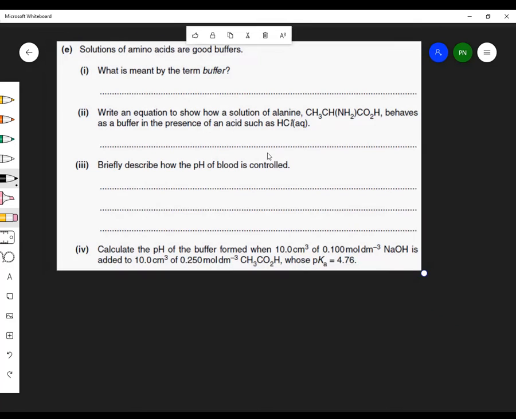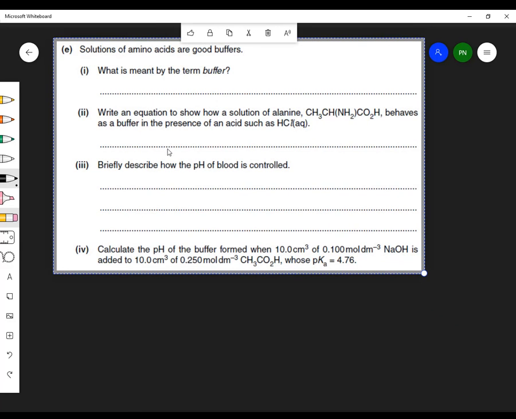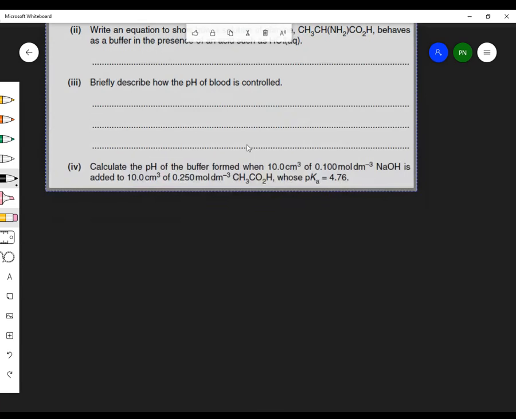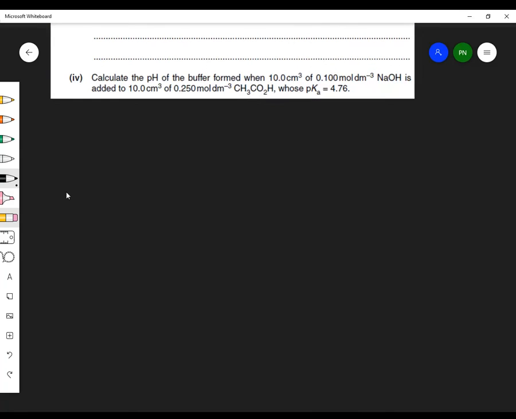The others, I guess you can figure these out. If you have a problem, give me a shout and I'll talk about those. But I'm just going to do the calculation at the bottom. Okay, now I haven't done this, so I hope this works. Calculate the pH of a buffer solution when 10 cc's of that is added to 10 cc's of that.